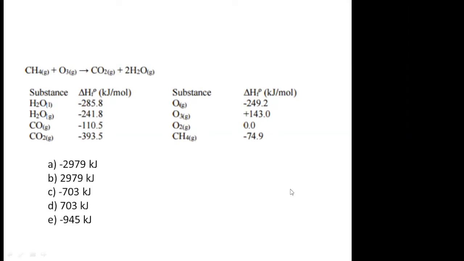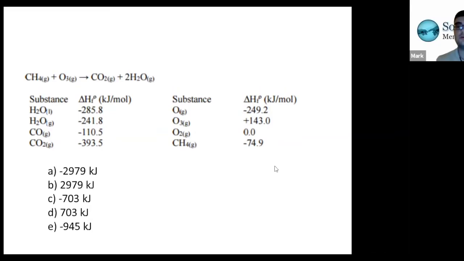Mark, what are we solving for? Oh, I'm sorry, we're solving for the delta H of the reaction. Yeah, we're solving for the delta H of the reaction.